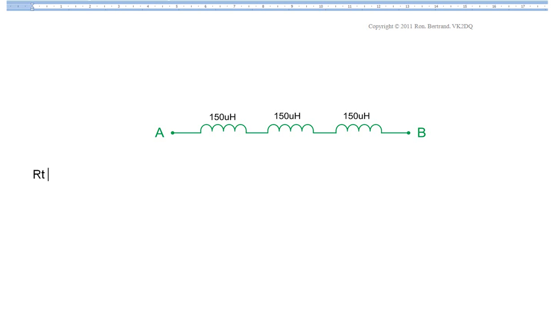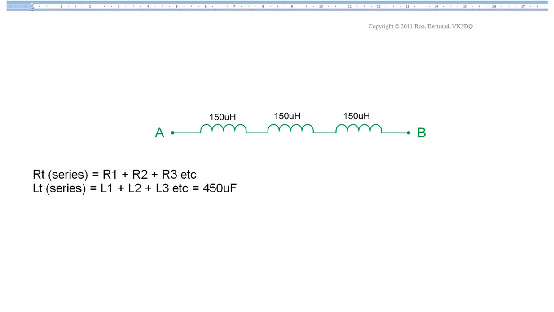I'll do that for you just to remind you. RT for series circuits, so this is resistance for series circuits, equals R1 plus R2 plus R3, etc., depending on how many R's we have. For inductors, it's the same thing when they're in series. LT, and I'll put series just to remind you, and you've got the circuit there, equals L1 plus L2 plus L3, etc., depending on how many L's you have. And in the above circuit, that would give us a total inductance of 450 microhenries. Treat inductors in series exactly as you would resistors in series.